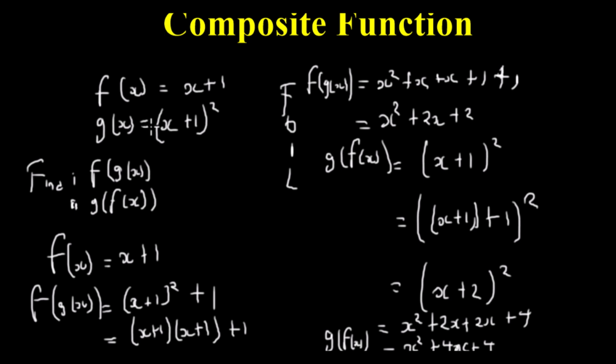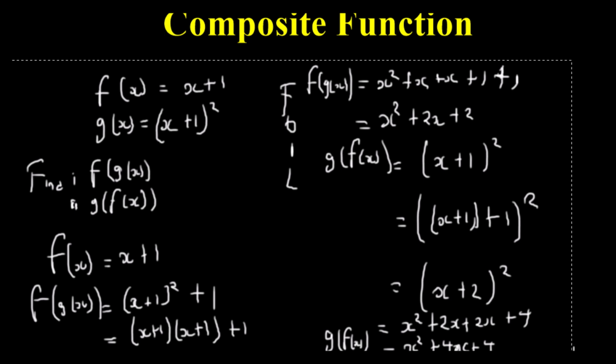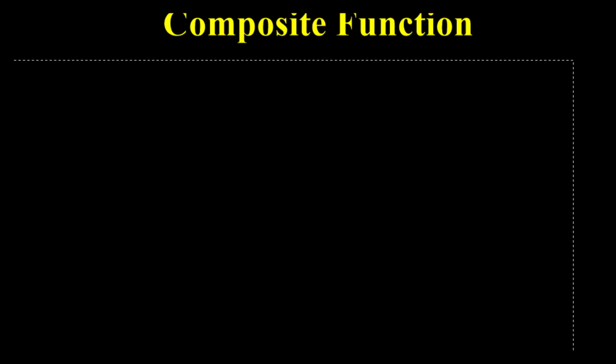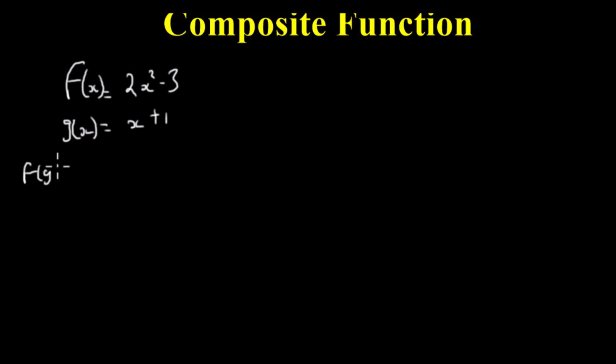So this time around, we are given f of x to be equal to 2x squared minus 3, and then g of x to be equal to x plus 1. So here we have to find f of g of x, and again g of f of x. So quite easy. So what do we do?